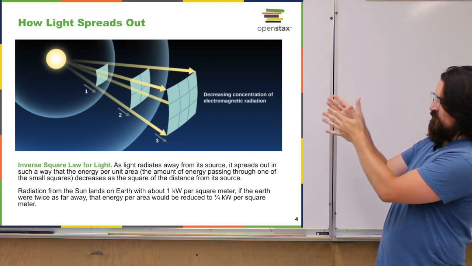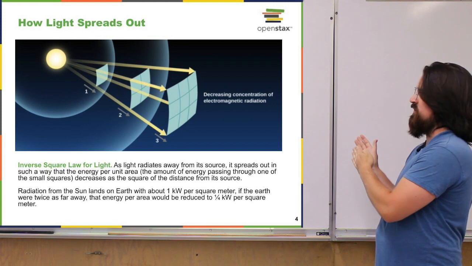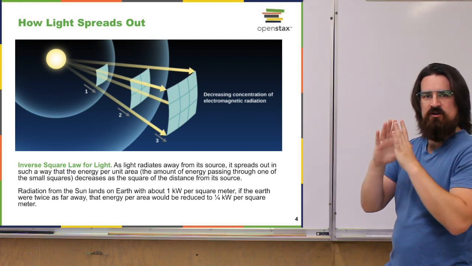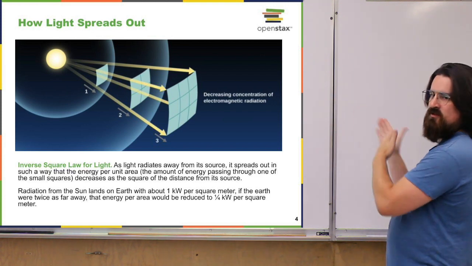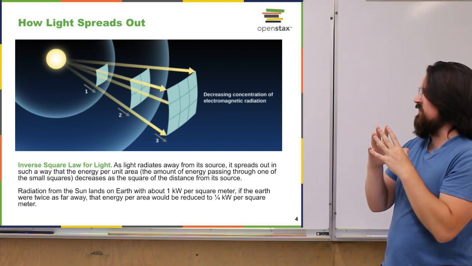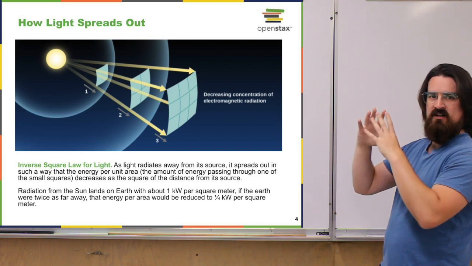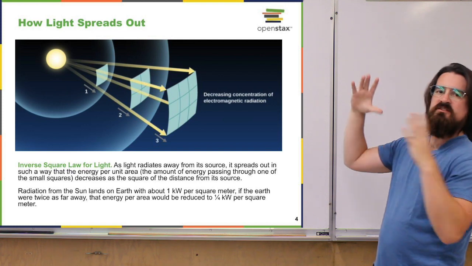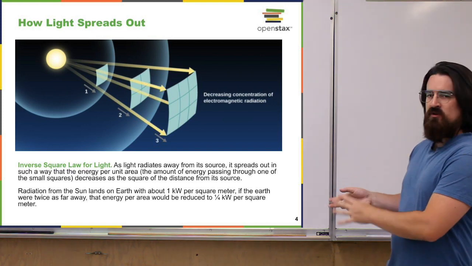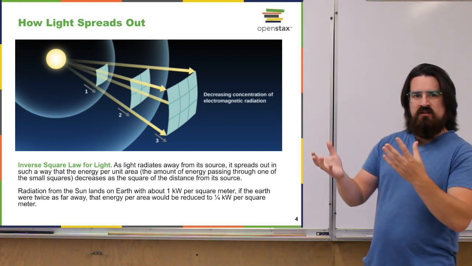Or then if you think about from the first out to this third sphere, it now has to spread out over 9 times the area. You got 3 times further away, then that area spreads out by a factor of the square of that, so 3 squared is 9.